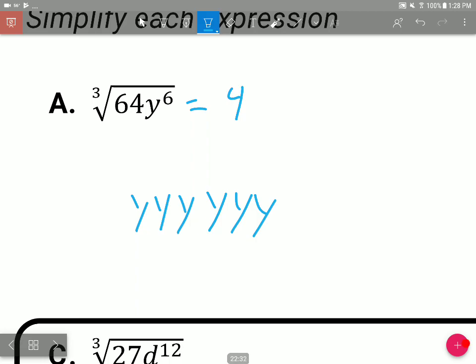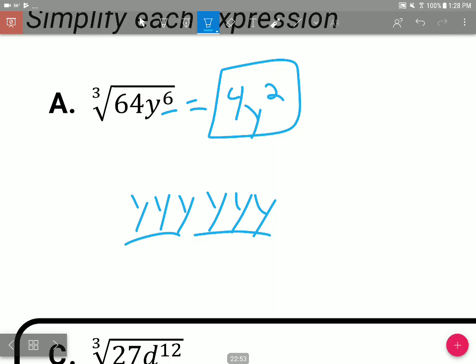How many groups of 3 can I pull out of that? 2. Are there any left over? No. So I have a y squared outside. There are 6 in there. How many groups of 3? 2. If there were any remainders, the remainder would be left underneath the radical.